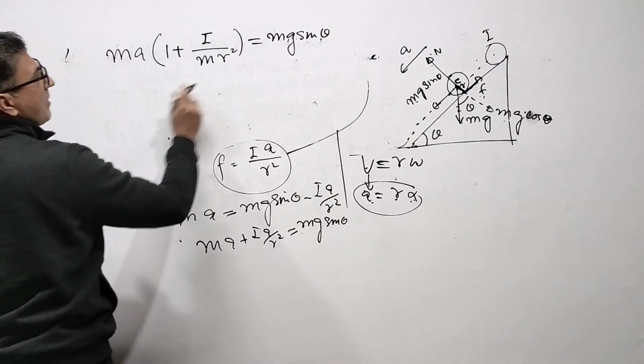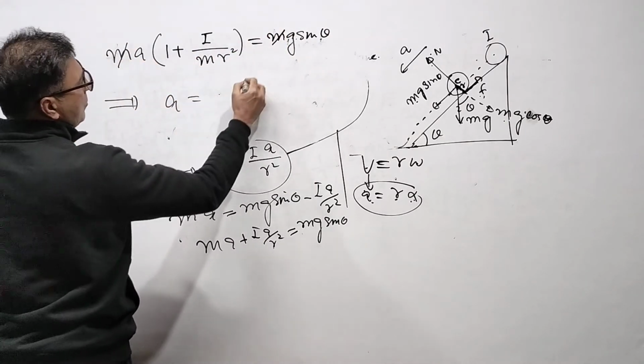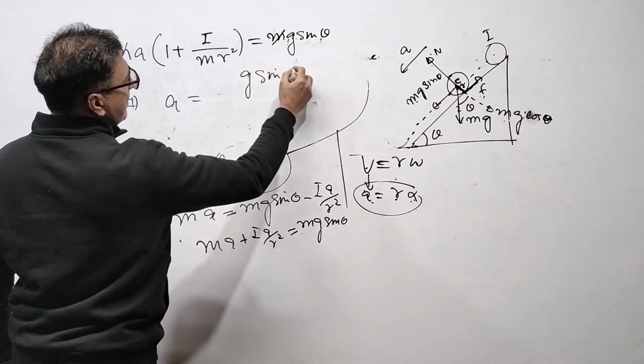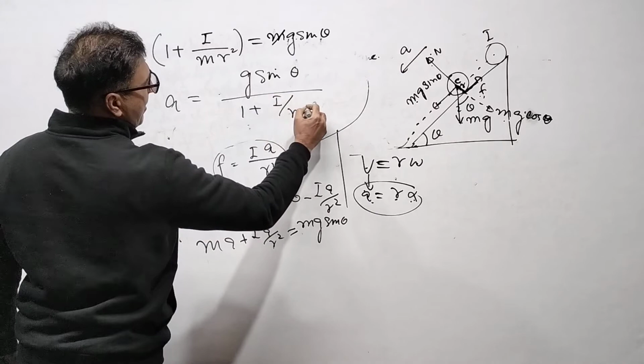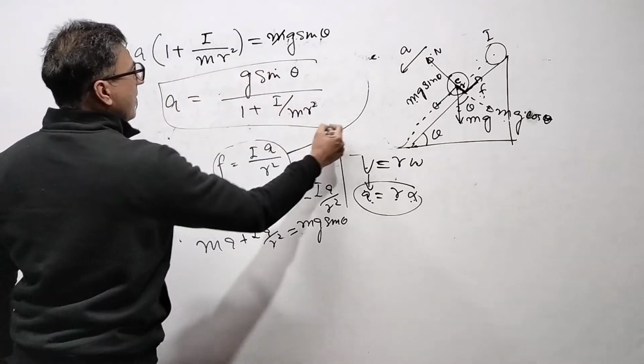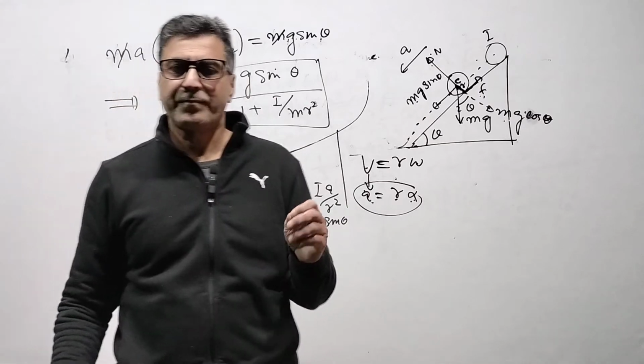तो अब ये m और ये m खत्म हुआ, तो मैंने निकाला एक्सेलरेशन इज इक्वल टू g sin theta बाय 1 प्लस I बाय mr स्क्वायर. ग्रेट फॉर्मूला. देखिए, मैं आपको समझाता हूं.